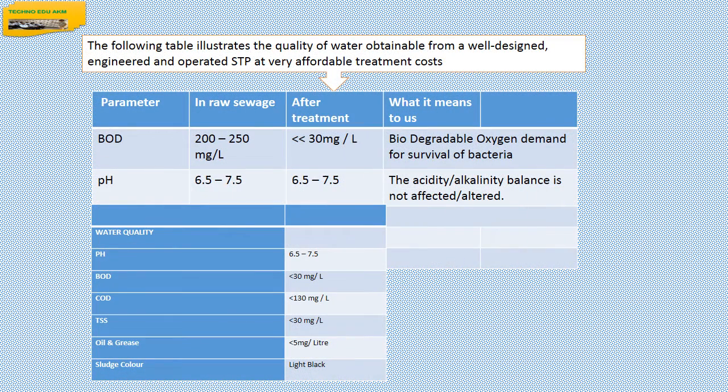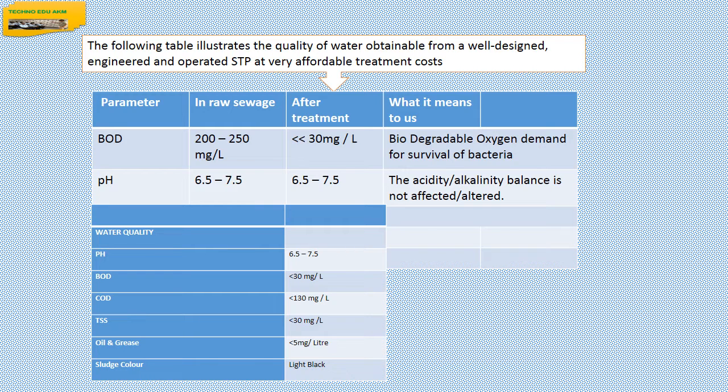This illustrates the quality of water obtainable from a well-designed, engineered and operated STP at a very affordable treatment cost. BOD level in raw sewage should be 200 to 250 milligram per liter, and after treatment it should be less than 30 milligram per liter. What does it mean to us? It means biodegradable oxygen demand for the survival of bacteria.